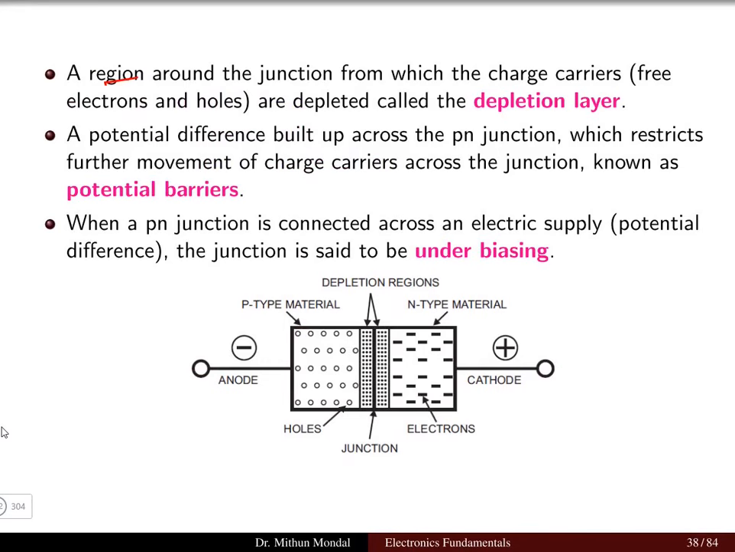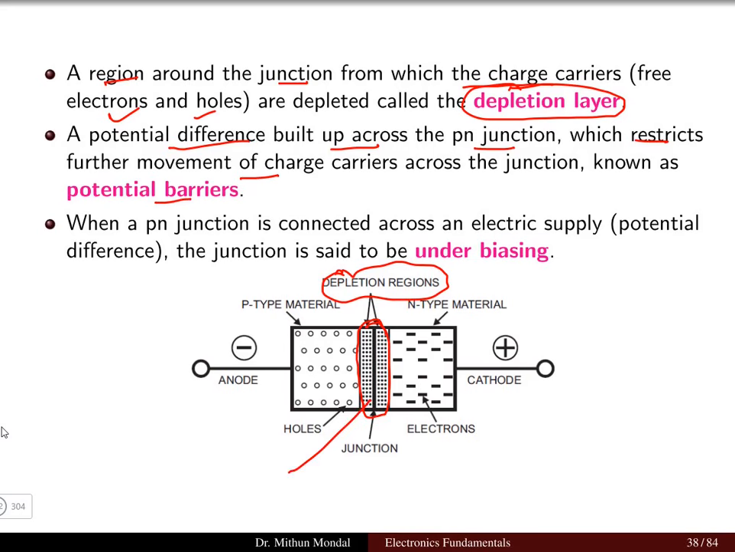The region around the junction where there are no charge carriers, whether electrons or holes, is known as the depletion layer. Here we can see that at the connection of the p and n-type semiconductor material there is no charge carrier; that is the depletion region, and that layer is known as the depletion layer. And when a potential difference is built up across the p-n junction that restricts the further flow of charge carriers, that is known as the potential barrier. The potential formed due to this depletion region, which is mostly 0.7 volt or 0.3 volt, is known as the potential barrier.